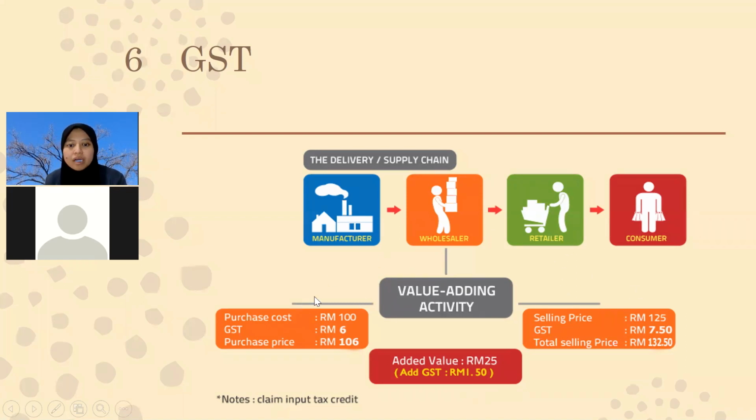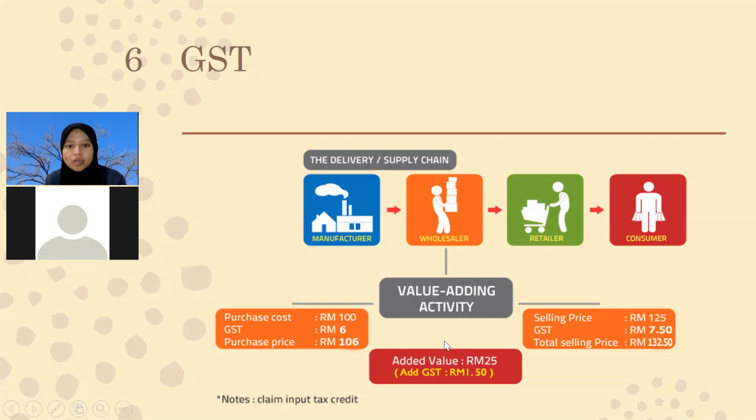So you see the notes here: claim input tax credit. Say, for example, this is for the wholesaler. They paid GST of 6 ringgit. After that, they collected GST from the purchaser of 7 ringgit and 50 cents.